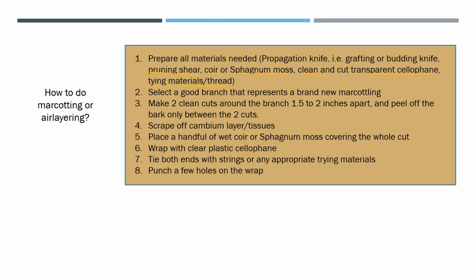So you need to select a good branch that represents a brand new marcotling later on. And then here, you make two clean cuts around the branch 1.5 to 2 inches apart and peel off the bark only between the two cuts. Then you scrape off the cambium layer, place a handful of wet coir or sphagnum moss covering the whole cut, wrap with clear plastic cellophane, tie both ends with strings or any appropriate tying materials. That should be tying, not trying. So please correct this. This R should be out from here.